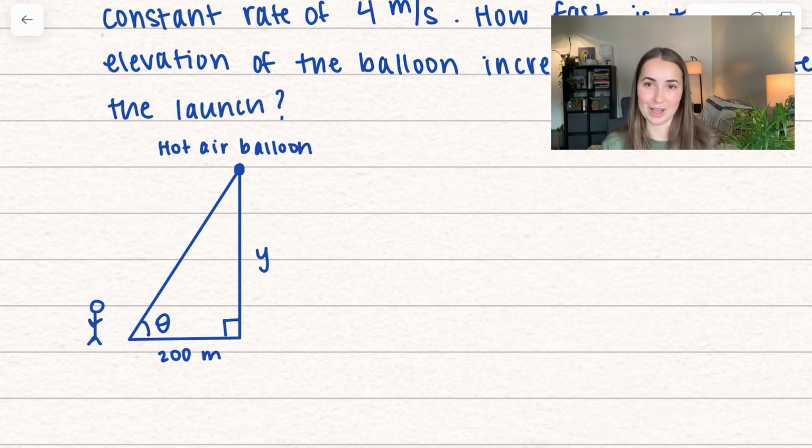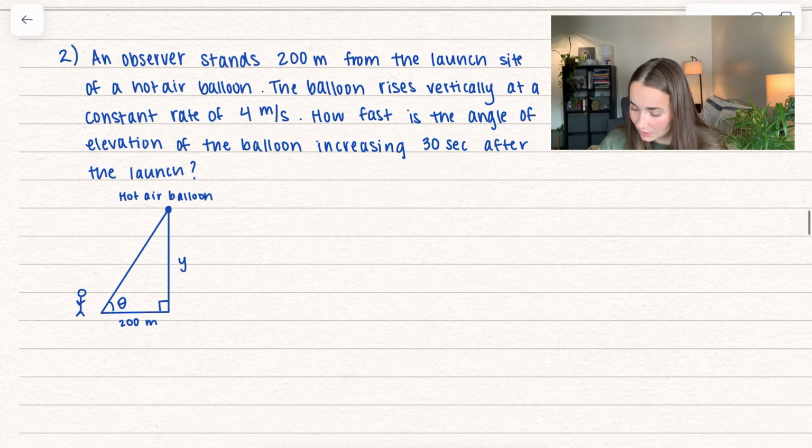And then that little point on top is a hot air balloon. So let's go ahead and pick out important pieces of information. First, we have that it's 200 meters away, and so we already have that value in there. The balloon rises vertically at a constant rate of 4 meters per second.